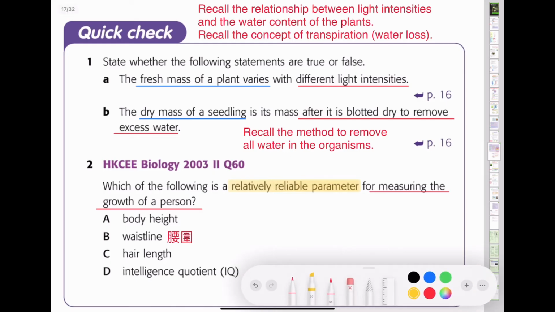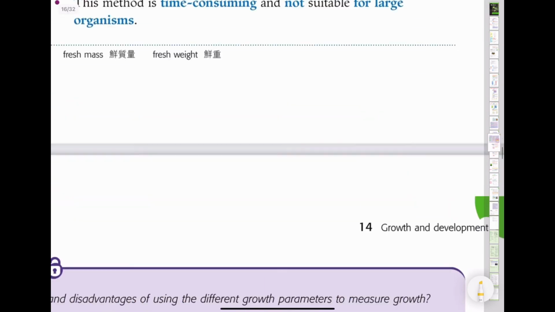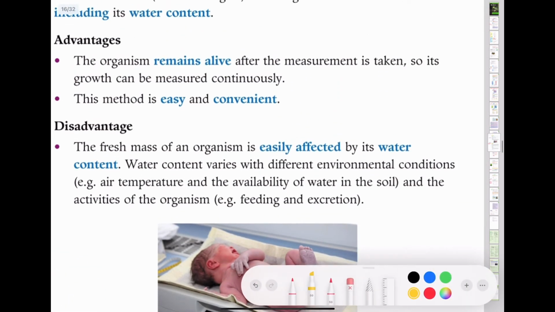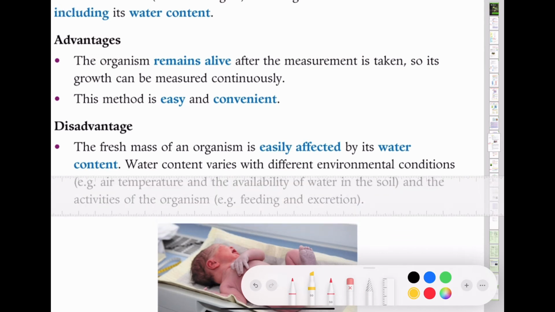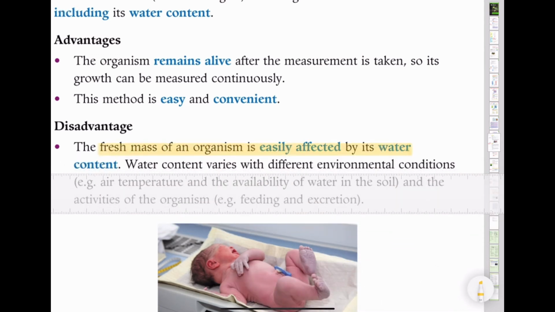Okay, so let's take a look at the other two true or false questions. 1A is that the fresh mass of a plant varies with different light intensity. So we recall the contents in the textbook. Let's see what will affect the fresh mass. In the book, it's talking about how the fresh mass of an organism is easily affected by its water content, because fresh mass implies the mass including the water content.